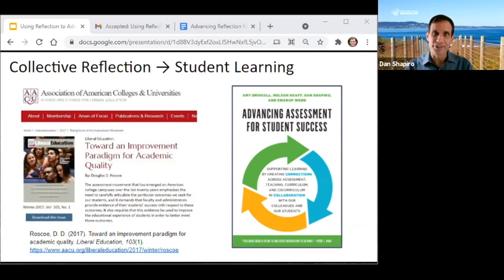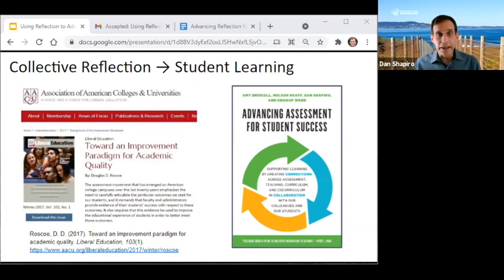fostered through structured reflection, helping you see how these conversations are central to improving student learning, and that there are things that we can do as assessment practitioners to increase the effectiveness of those conversations and the likelihood assessment will lead to collective meaning making and improved student learning.